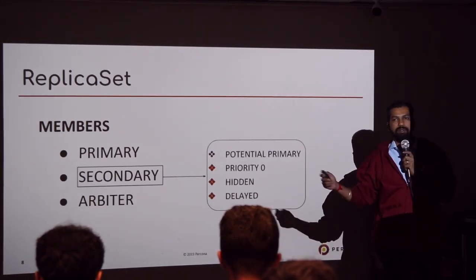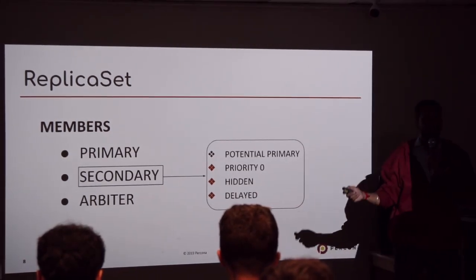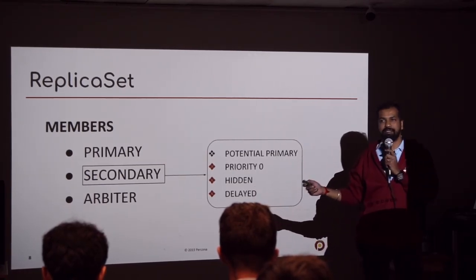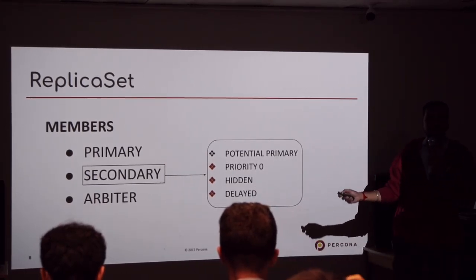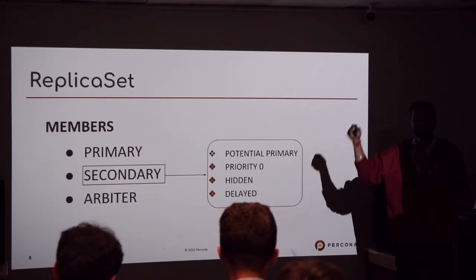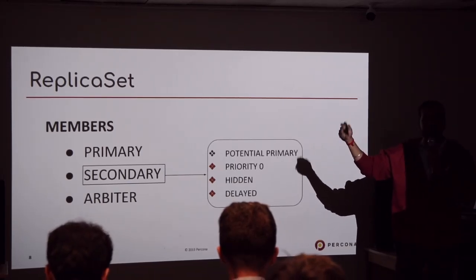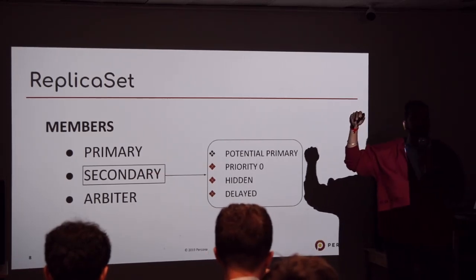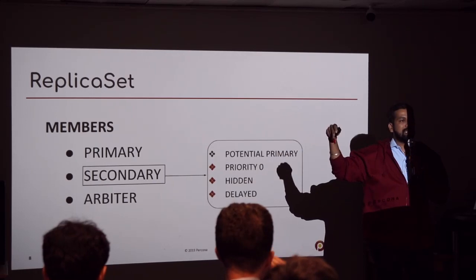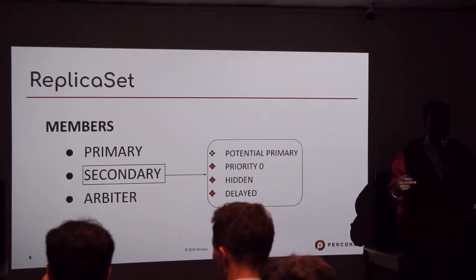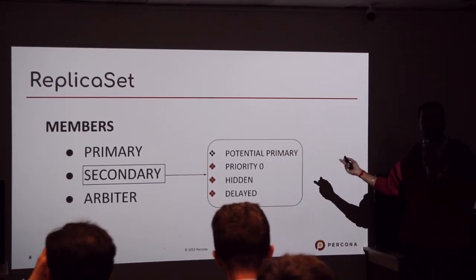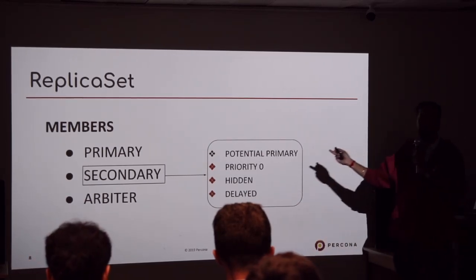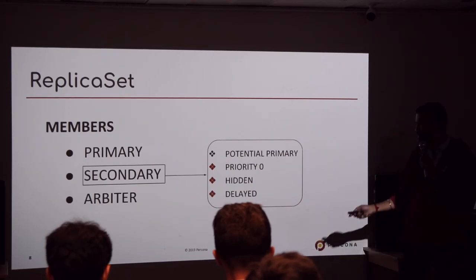Okay, for example, if you have two data centers, and you have one data center as a DR data center, and you want to have that secondary in that data center for any DR purpose, you can make it hidden. So your application is not going to connect to it, but still in failover scenarios, you can make use of that secondary, change the configuration and make it a primary later.